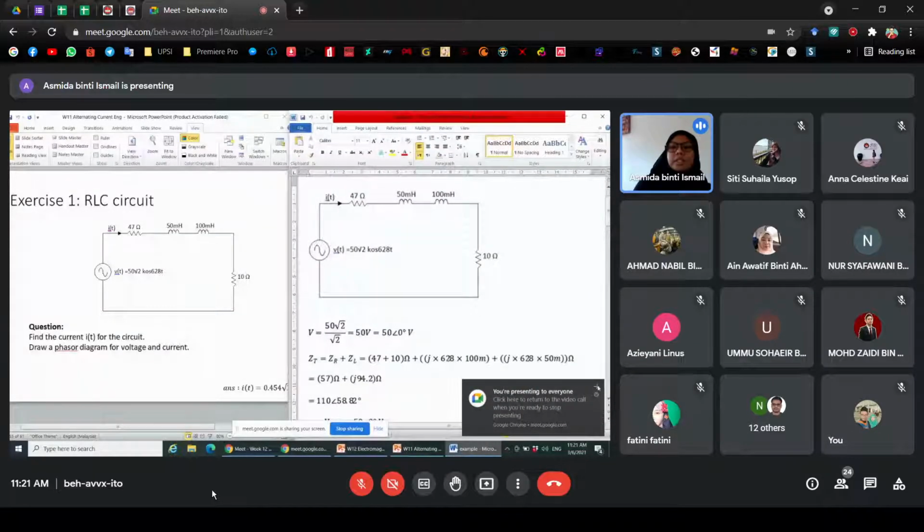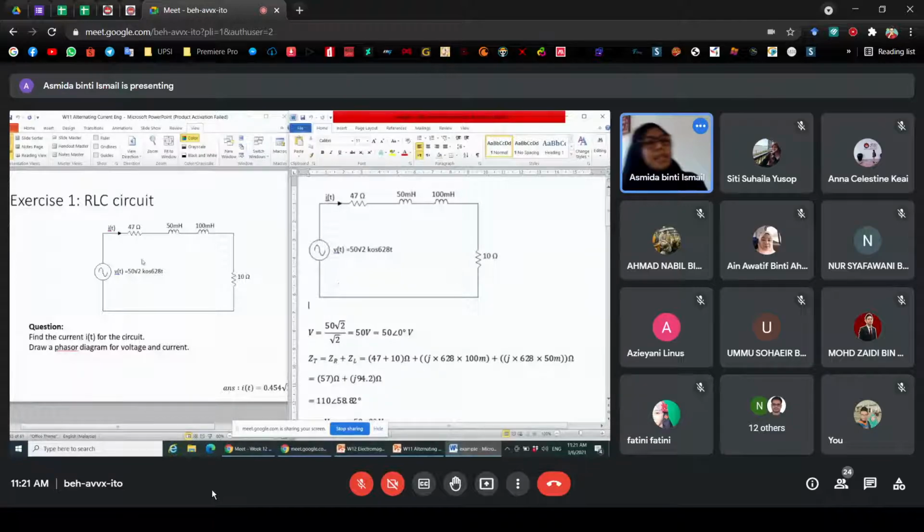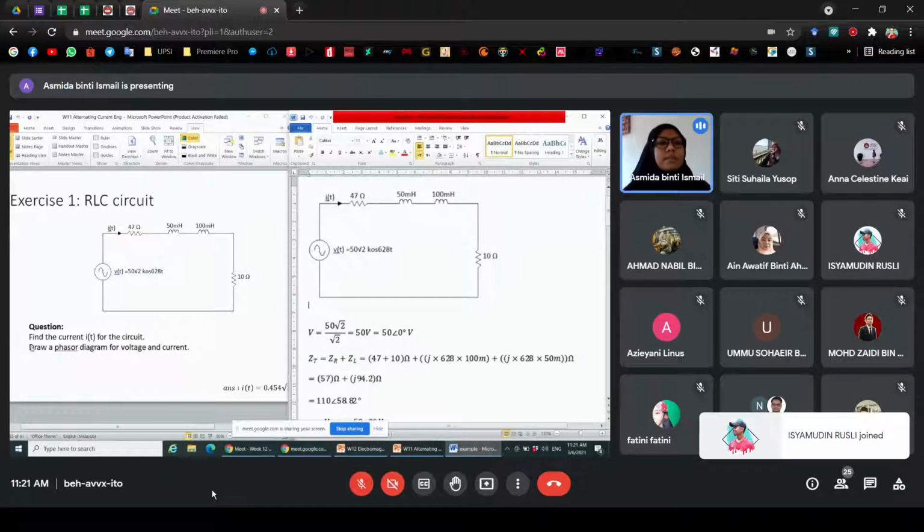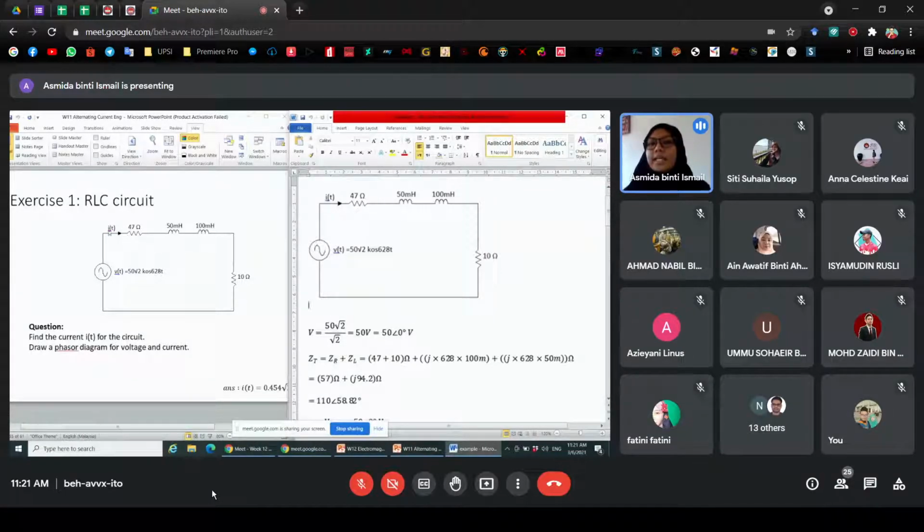Okay, this is the solution. Okay, for exercise 1, this is RLC circuit where you have a resistor and inductor connected in series. Okay, so the first one is you need to find the current for the circuit. Okay, you need to find the value for the IT, where you have the value for the voltage here, VT, okay? And then draw a phasor diagram for the voltage and current.